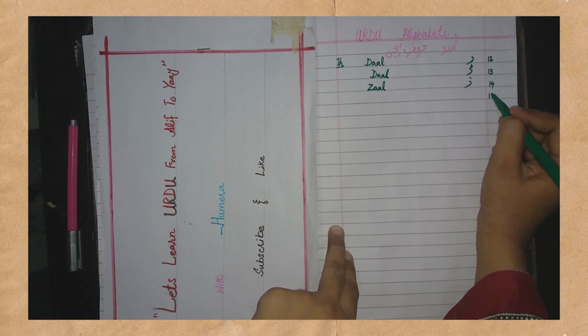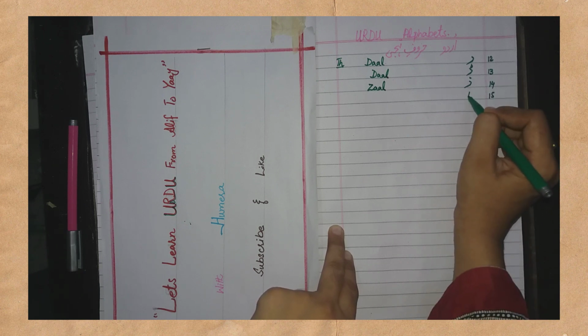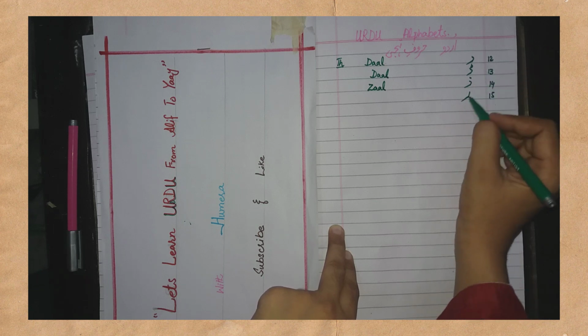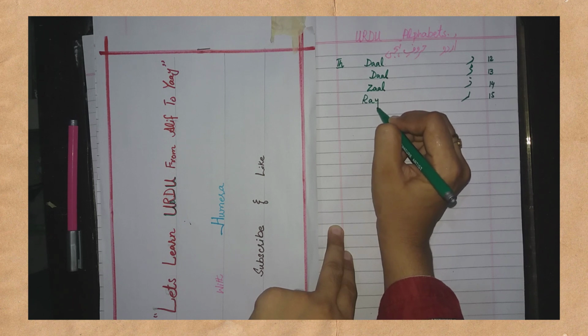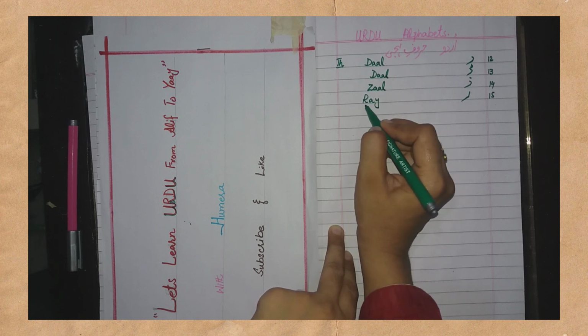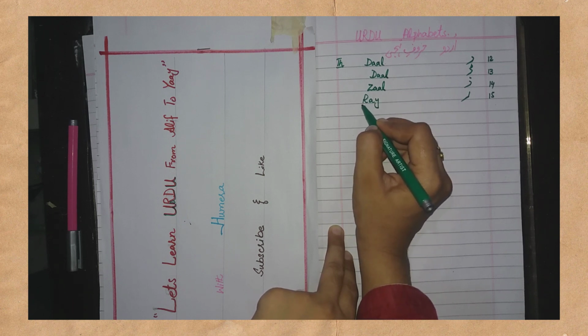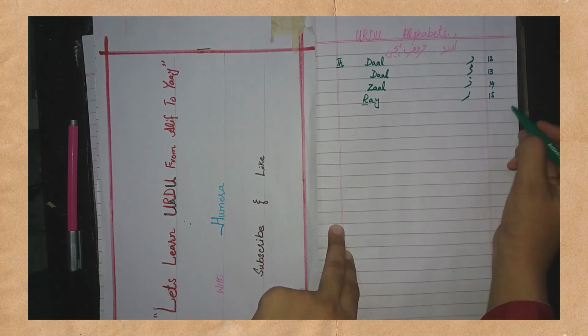Okay, next is Re. Re has a different shape and it is called Re. Okay, Re, as you are watching, its sound is like the alphabet R.